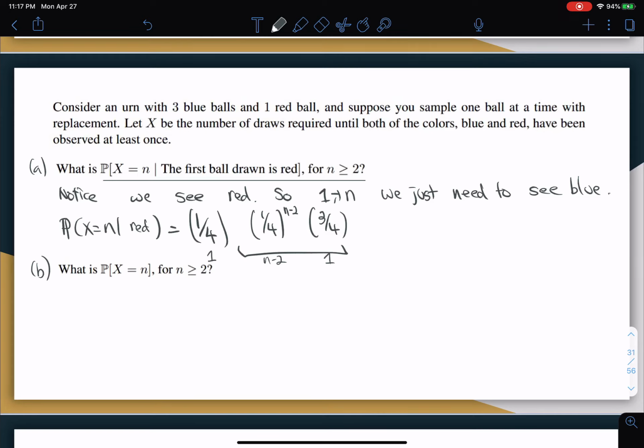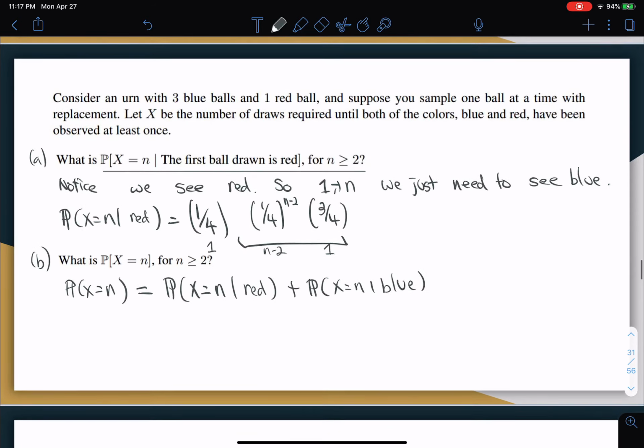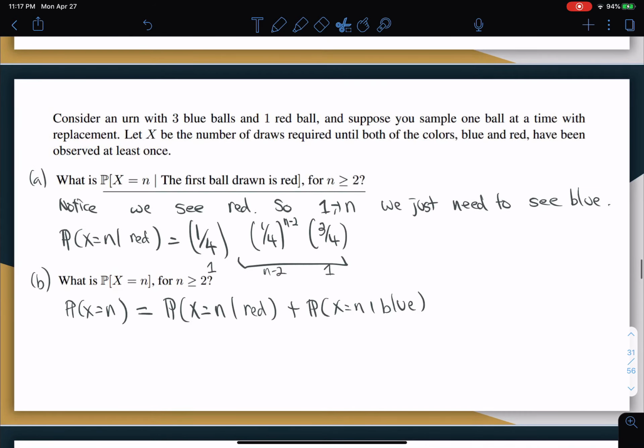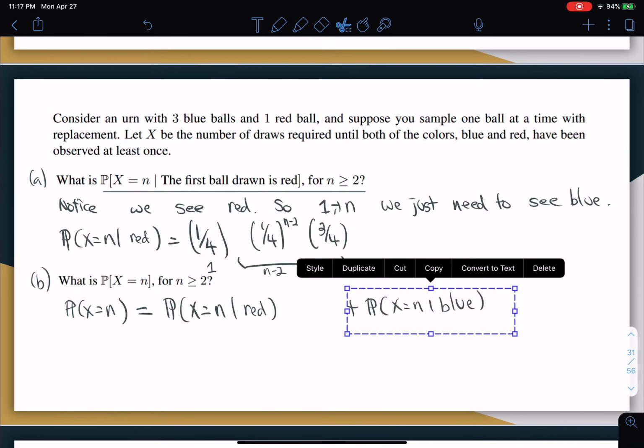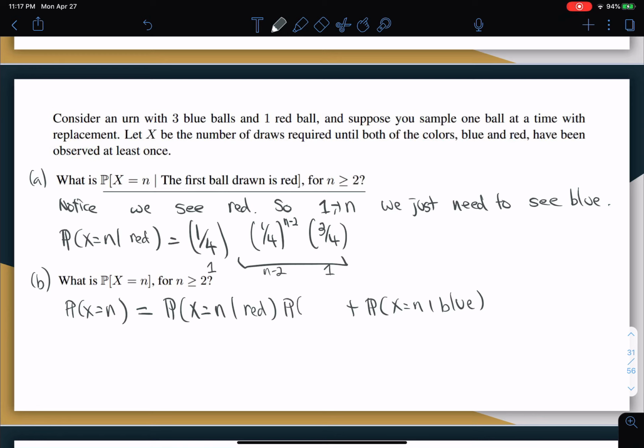Okay, let's move on to the next one. Probability x is equal to n for n greater than or equal to 2. Now for this one, we're going to be a little smart. We're going to say the probability that x is equal to n is actually equal to, using a common trick from video 1, the probability x is equal to n given the first ball is red, plus the probability x is equal to n given the first ball is blue. Not entirely true just yet. I forgot one part: given the probability of red, probability of blue.